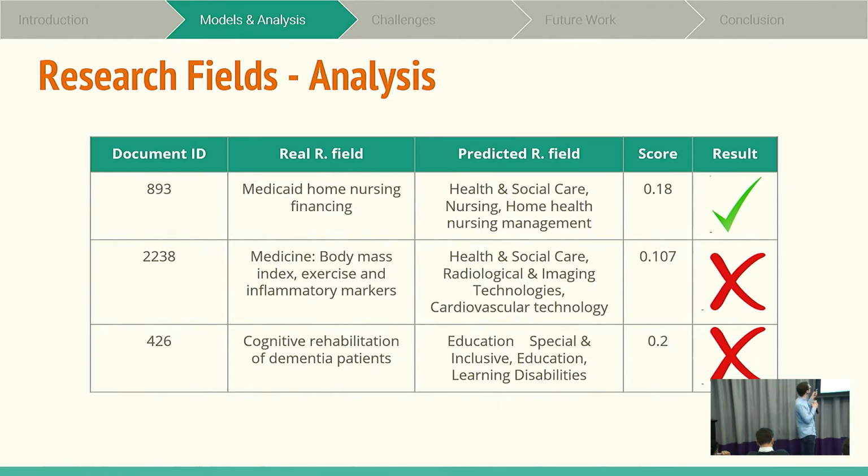Among the problems we had, basically, when two topics are kind of similar, it gets confused. For example, in the second example, we have inflammatory markers, and they also talk about cardiovascular problems. Because of that, it retrieved the field cardiovascular technology, which is wrong, but it's kind of similar. They talk about similar things. And in the last example, the real research field and the predicted research field share some subtopics.